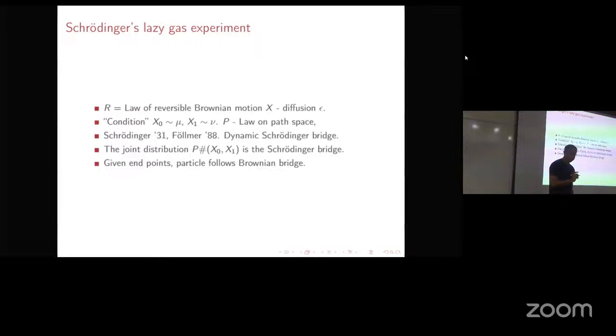So that's one. What is the intermediate path that these molecules will take? Well, they will follow a Brownian bridge, with diffusion epsilon. If you don't know what a Brownian bridge is, it is actually Brownian motion with the two endpoints pinned down. So it says something amazing about Brownian motion, as usual.